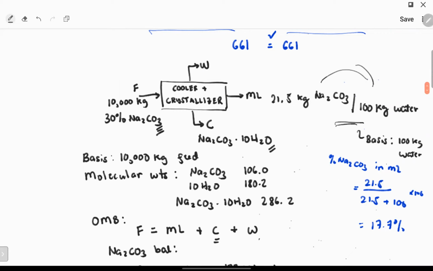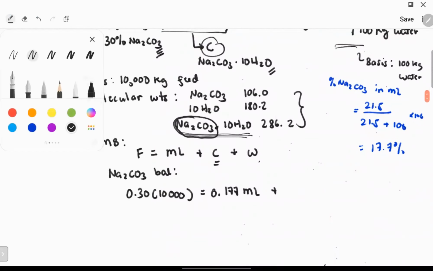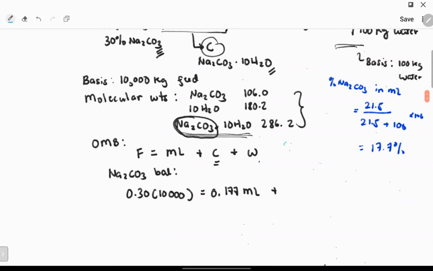Kaya kung ang pinaghahanap itong mga molecular weights, okay? So, if this is the whole crystal, the percentage of Na2CO3 in the whole crystal will be the percent Na2CO3 in your C. Tama ba? So, we can go ahead and use yung ating molecular weights. So, here I will create a side calculation.